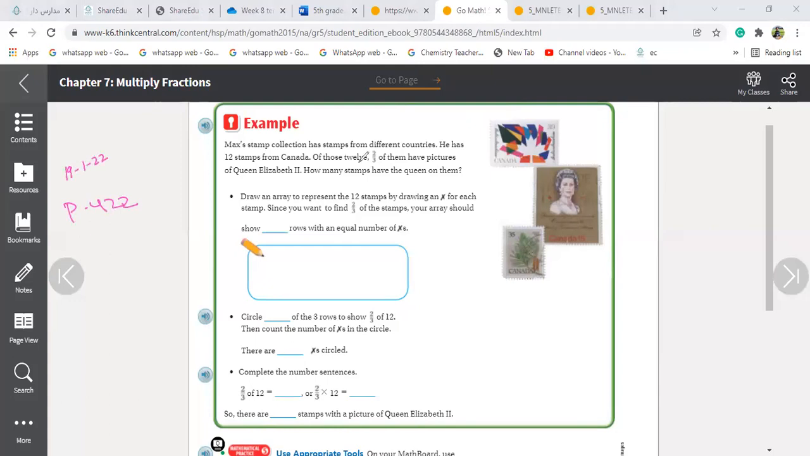Thank you. Now, see here, girls. What is given? Two-third of 12 stamps. Okay, girls, how many stamps are there in total? How many stamps does he have from Canada? 12 stamps. Now imagine, girls, I'm repeating again because most of you said that you don't understand.